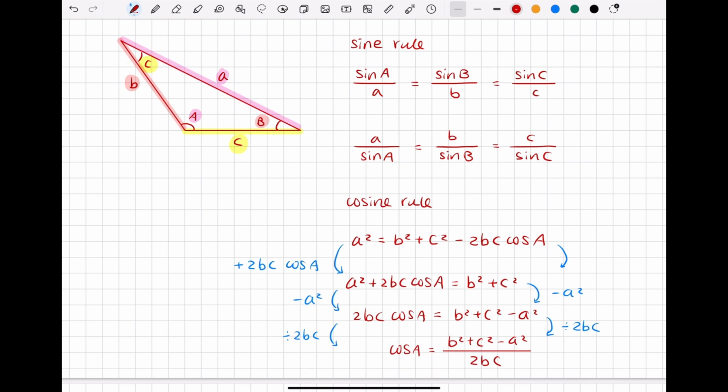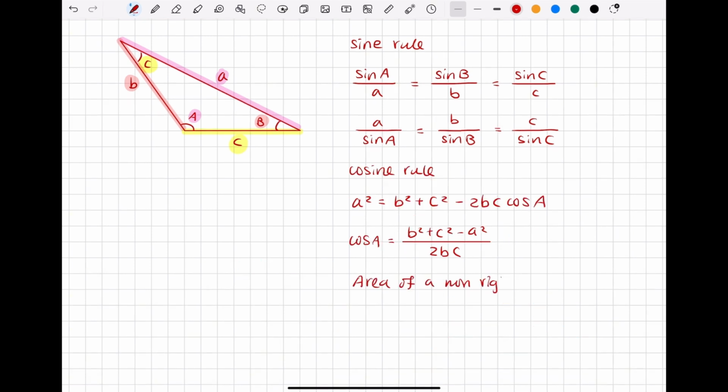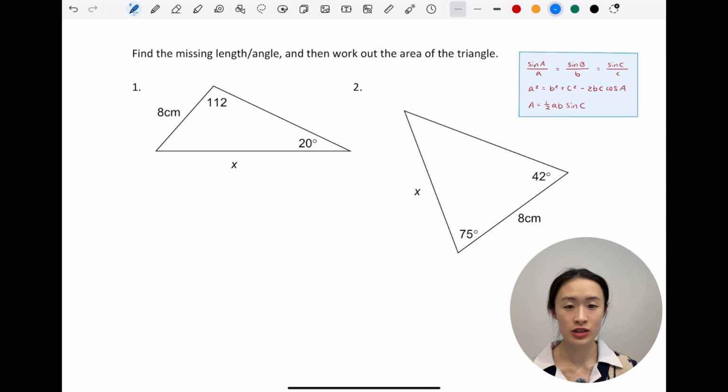Okay, now finally, what we need to know is how to work out the area of a non-right-angled triangle. So area is a half AB sine C. So let's look at the three questions together. What people find difficult about this topic is when to use a sine rule and when to use a cosine rule. If you can find a pair of an angle and its opposite side, then you'll be able to use a sine rule. Okay, I'll show you what I mean.